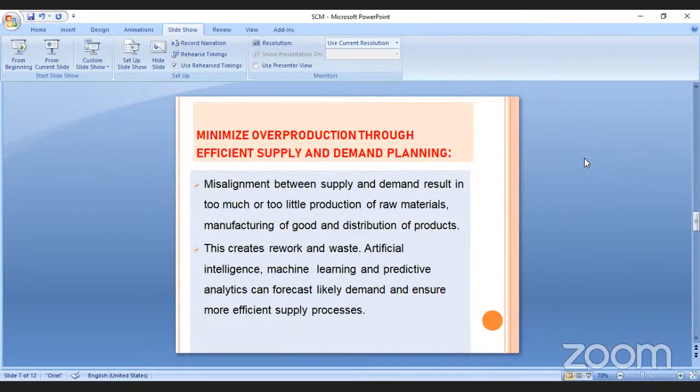Second, minimize overproduction through efficient supply chain and demand planning. Misalignment between supply and demand results in too much or too little production of raw material, manufacturing of goods and distribution of products. This creates rework and waste. Artificial intelligence, machine learning, and predictive analytics can forecast likely demand and ensure more efficient supply processes.